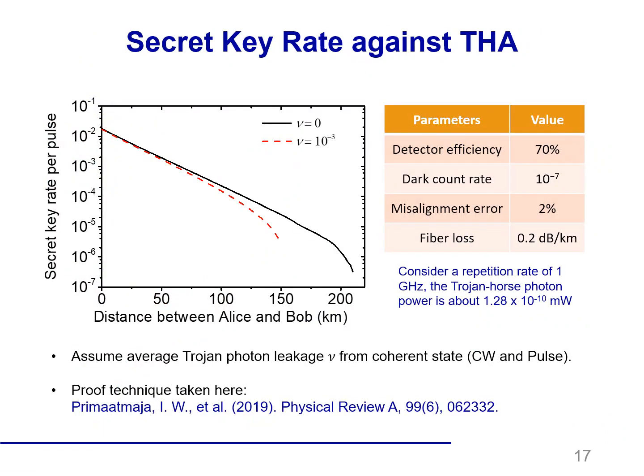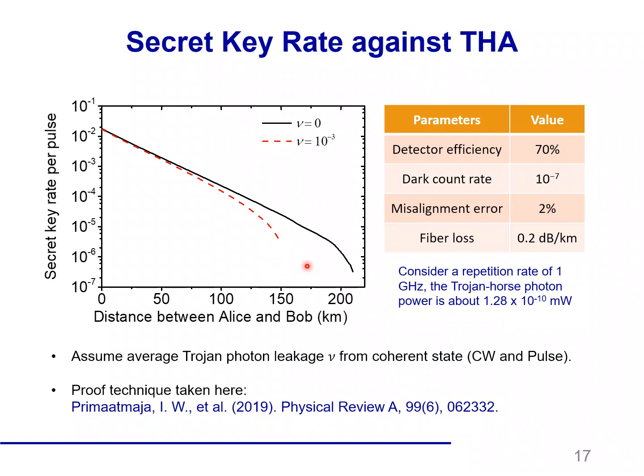So with the power limiter considered, we did a simulation on the secure key rate. The black curve here shows the ideal case without Trojan horse attack. If we consider an average Trojan photon number of about 10 to the power of -3 per pulse, we are still able to bound the information leakage and provide a secure key rate in the red curve without much compromise on the total performance.